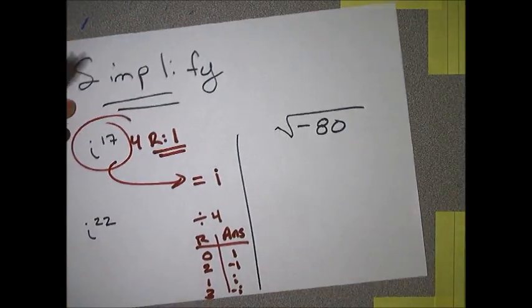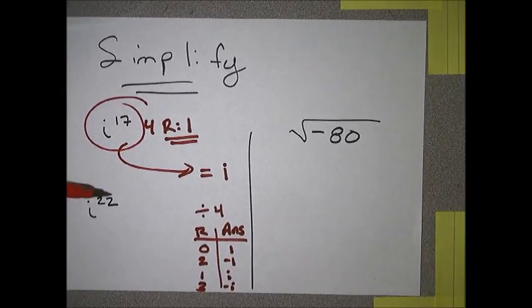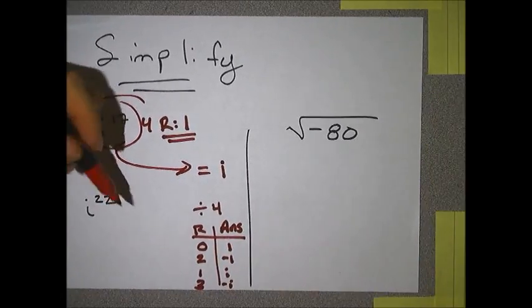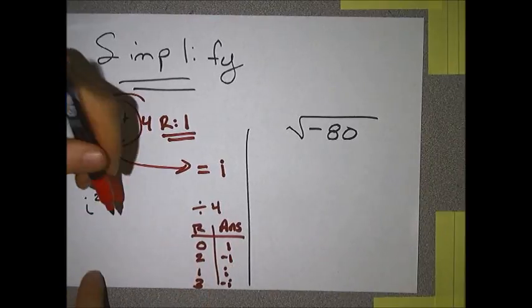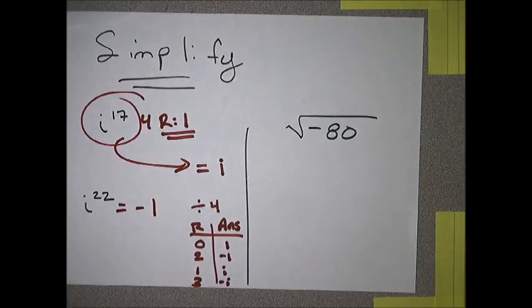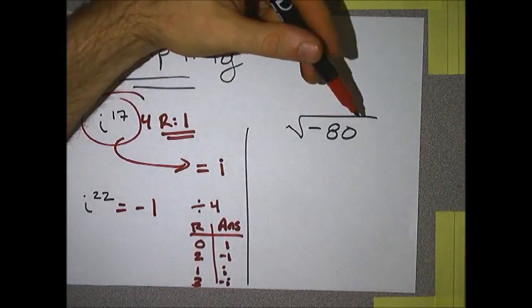I look at the second one, i to the 22nd. I divide 4 into that. It would have gone in evenly 5 times. The remainder is 2. And if it's a remainder of 2, we look up the corresponding answer, and that would be negative 1. On the other side, we want to simplify the square root of negative 80.